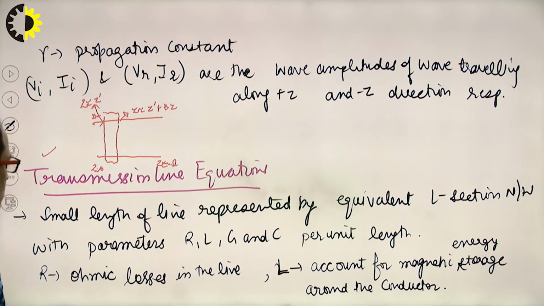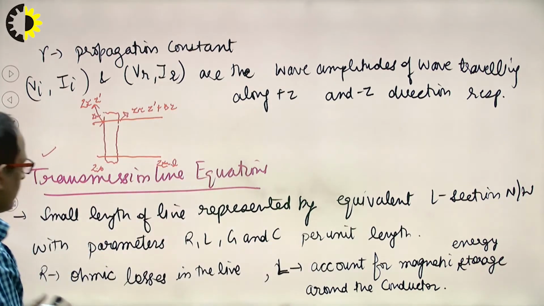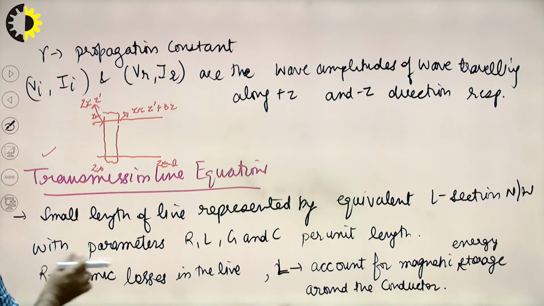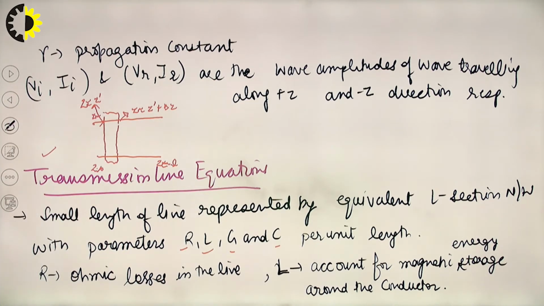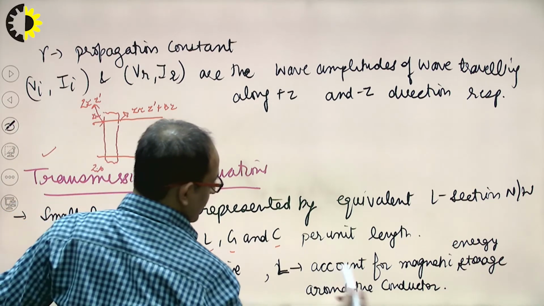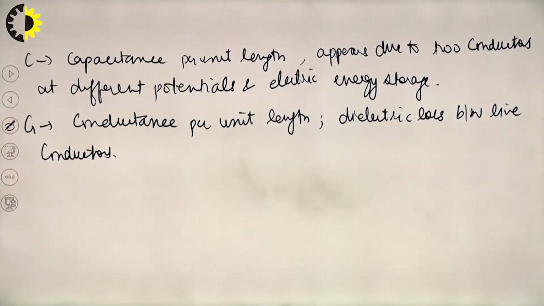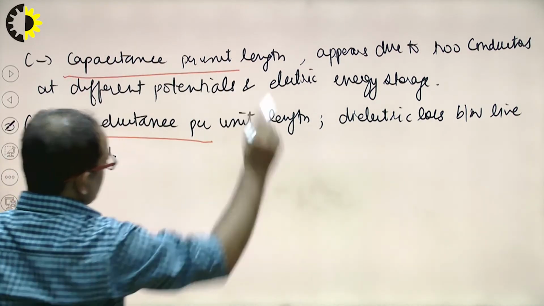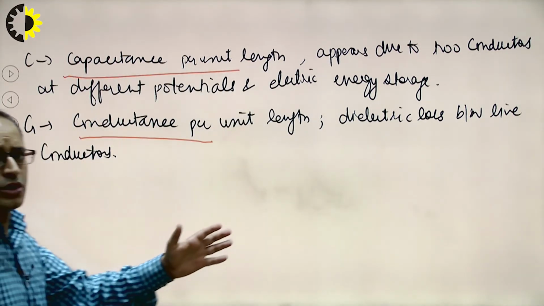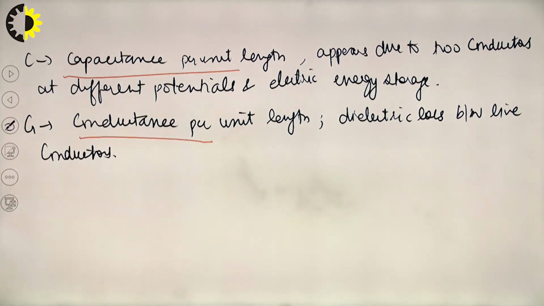Clear? So a small length of line is represented by the equivalent L section network with parameters R, L, G and C. Clear? Now what does R represent? R represents the ohmic losses in the line, L represents the magnetic energy storage around the conductor, G represents the conductance per unit length, and C represents the capacitance per unit length, which appears due to the two conductors at different potential and electric energy storage.